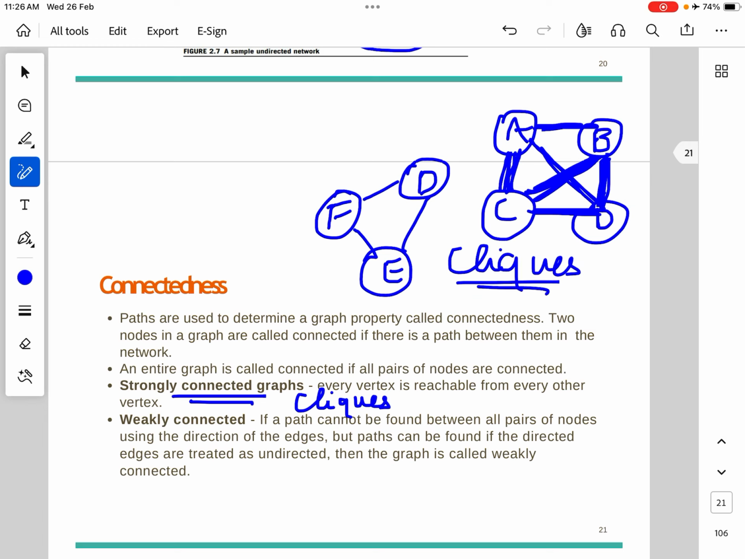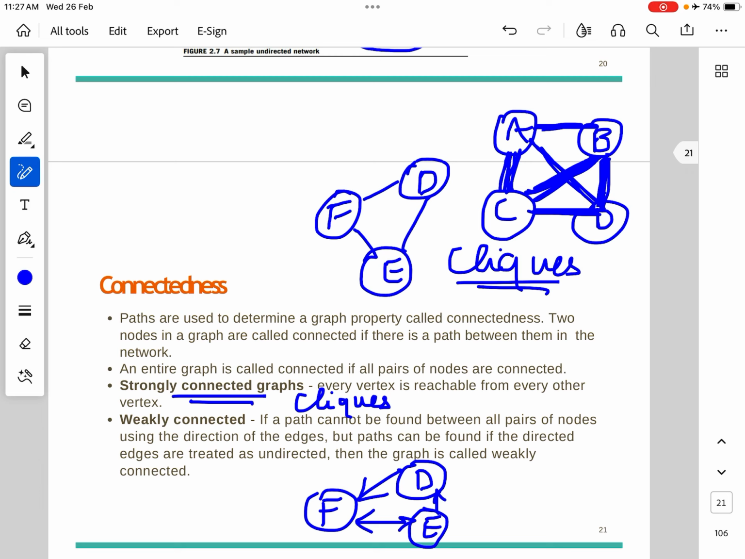A graph is weakly connected if a path cannot be found between all pairs of nodes using the direction of the edges, but paths can be found if the directed edges are treated as undirected. Then the graph is called a weakly connected graph. An example of this: F, then D, and say you have E, and here also. So this is a directed graph.